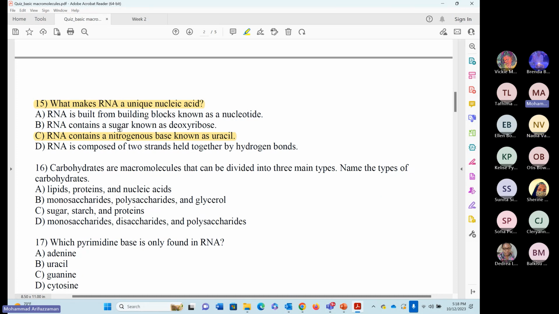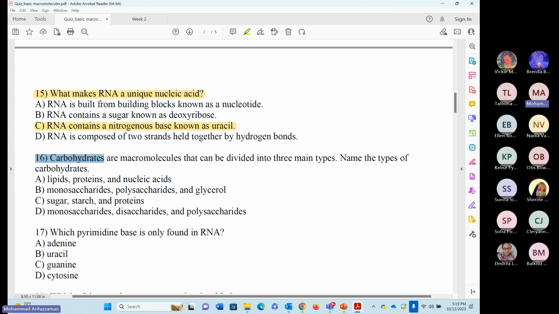Okay, now let's see. RNA is built from building blocks known as nucleotides. This is also correct, because the building blocks of DNA and RNA are nucleotides. RNA contains a sugar known as deoxyribose. This is incorrect because the sugar RNA contains is ribose. RNA is composed of 2 strands. It is incorrect because the DNA is composed of 2 strands, not RNA. So the correct answer: RNA contains nitrogenous base known as uracil.